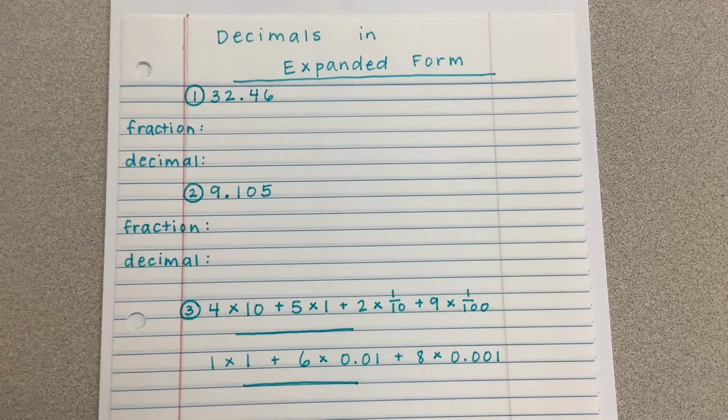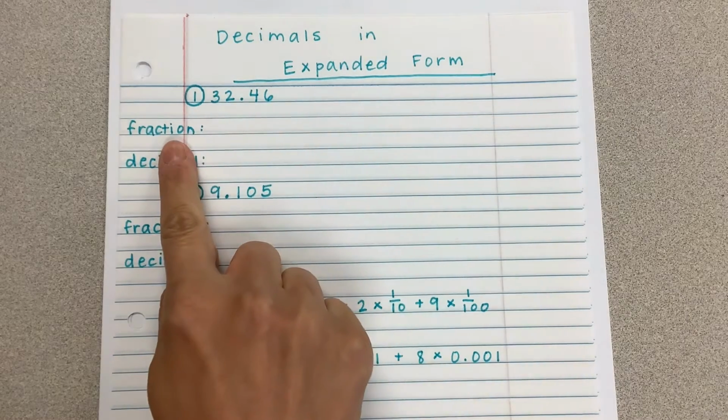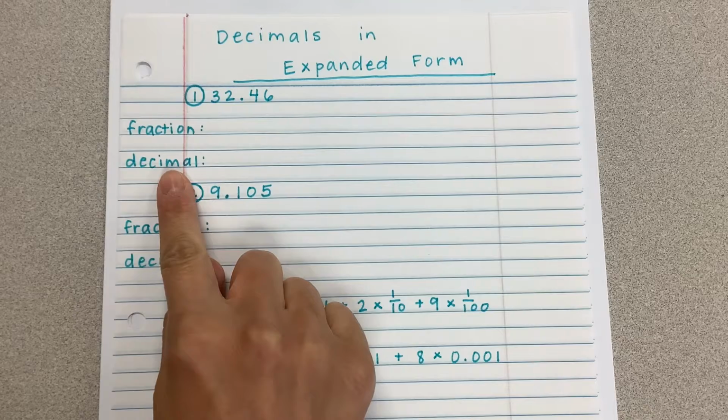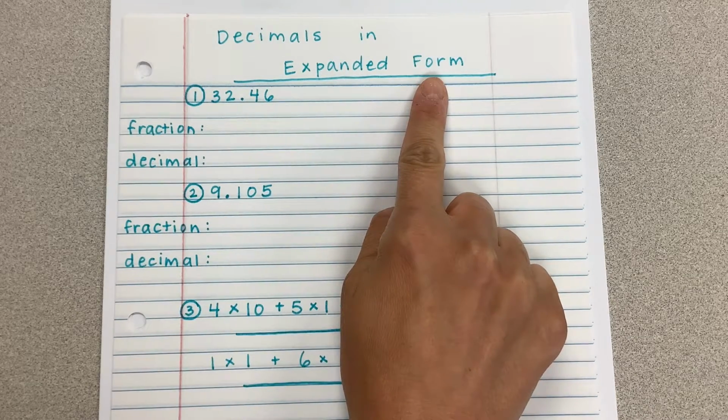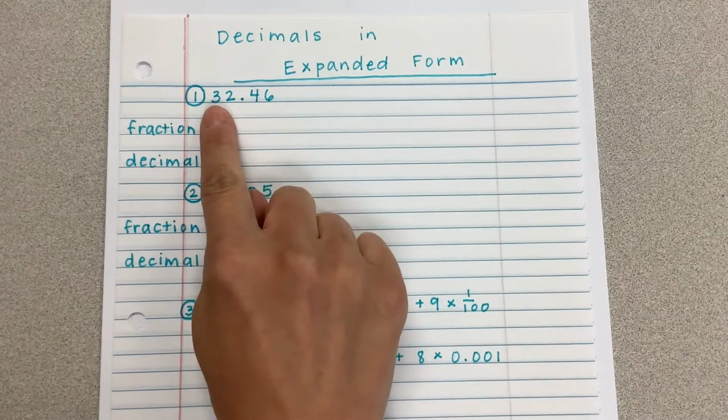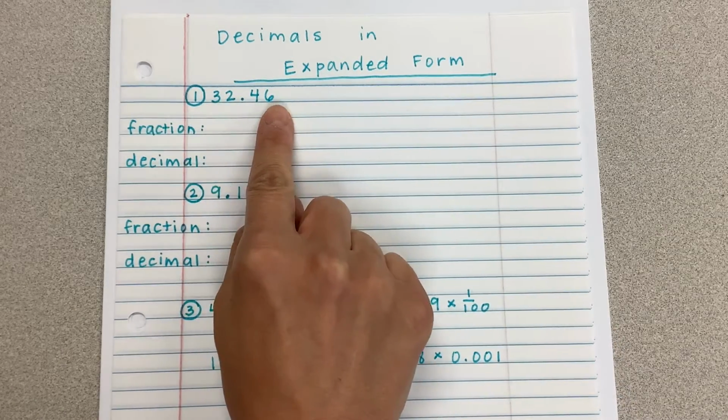Hi everybody, we are working on decimals in expanded form. So we're going to do it in two ways. We're going to do it in fractions and then in decimal, but it's in expanded form. And one of the first things you need to remember when you're doing this is place value. So I have 32 and 46 hundredths. And whenever you say it, that's really going to help you out.